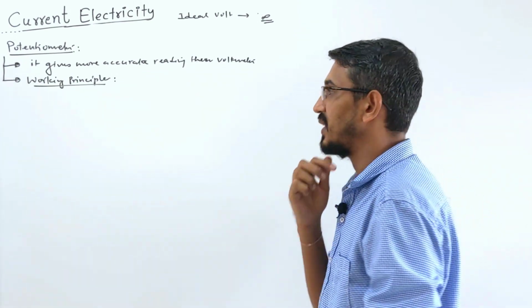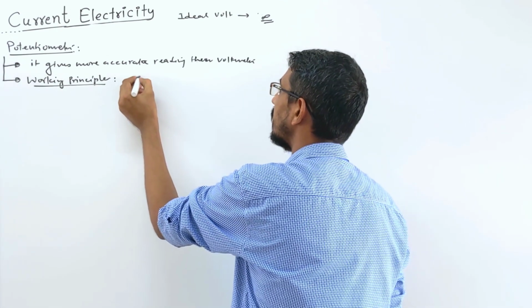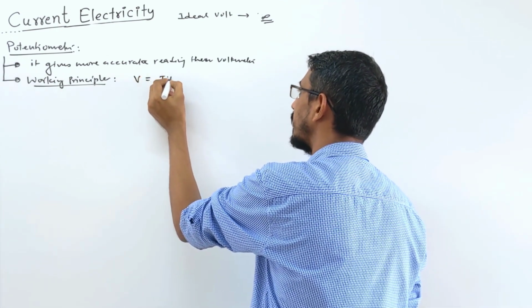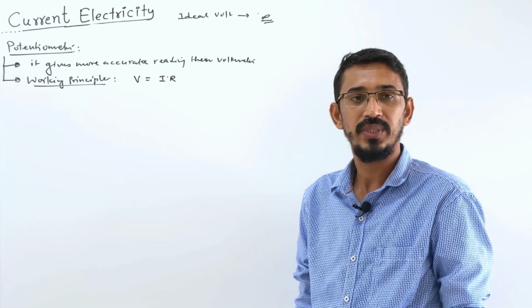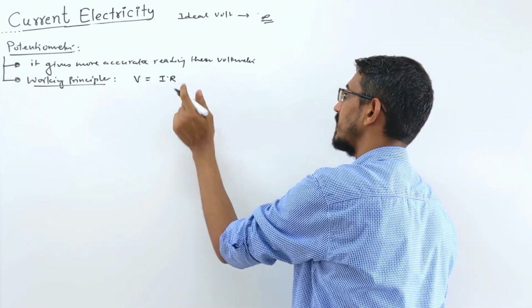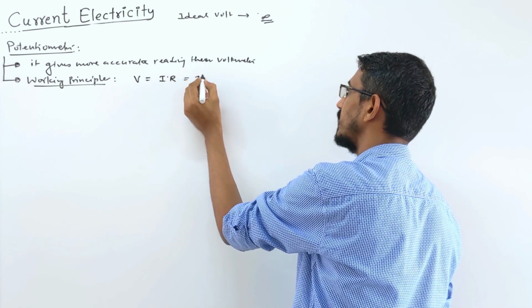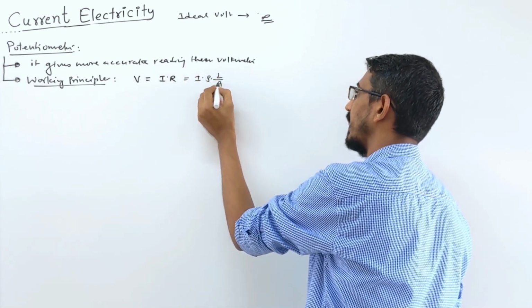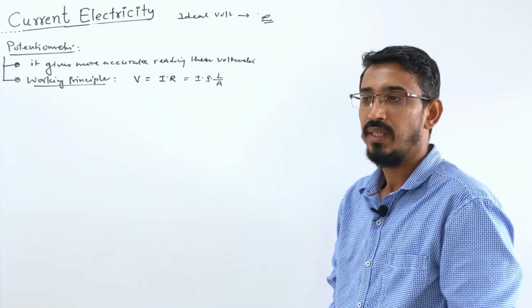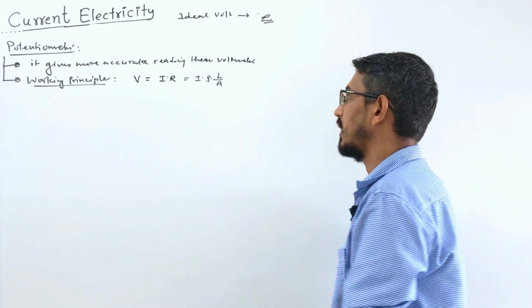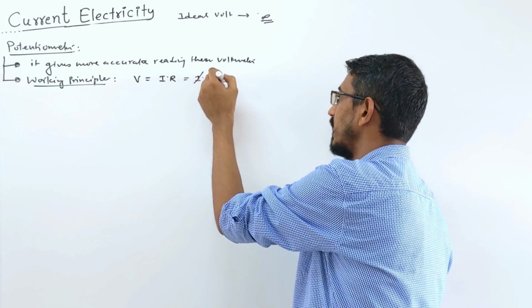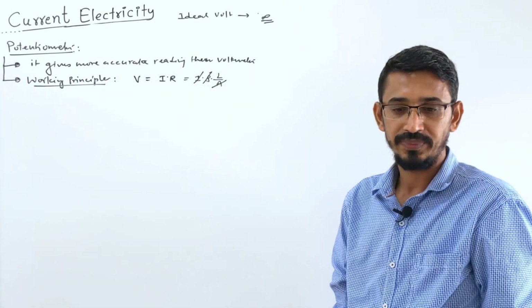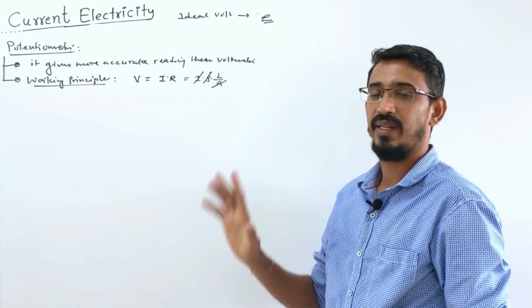Why? Watch carefully. You know the potential drop across a resistance or wire is I into R, correct? The current flowing through that wire into its resistance. And the resistance is rho L by A. Suppose you have a series closed circuit, then the current flowing will be the same, resistivity is always constant, and you have uniform thickness, which means the area is also constant. So what is variable? Just the length.